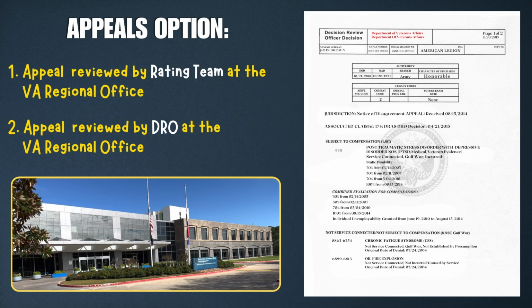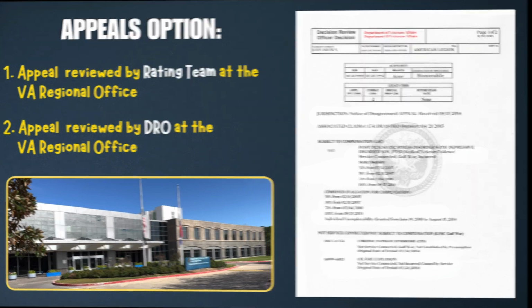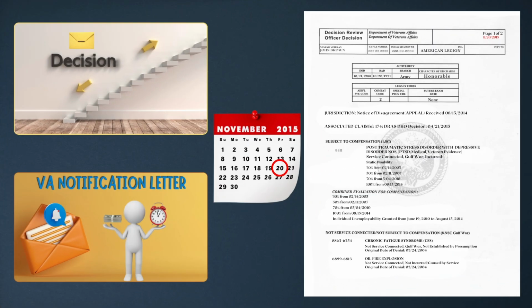But the faster decision usually comes with the DRO because they're more experienced and you're only dealing with one person. The date on your code sheet is the date that your packet was sent out, and it included the decision letter, the VA notification letter, and the code sheet.